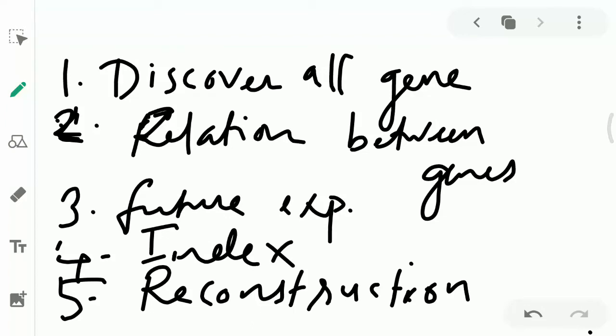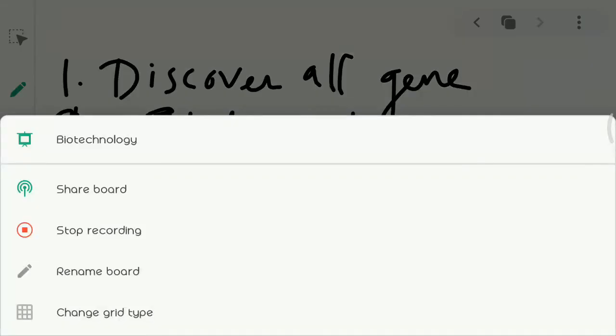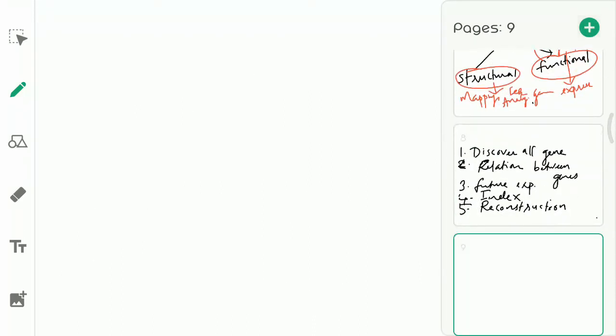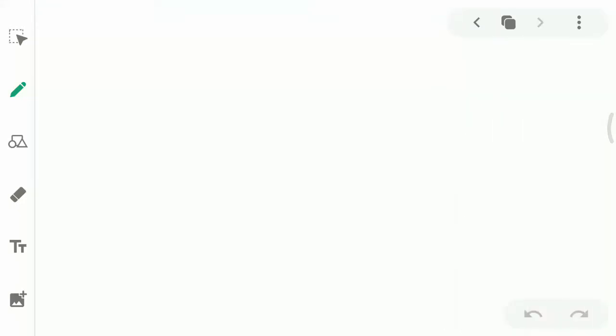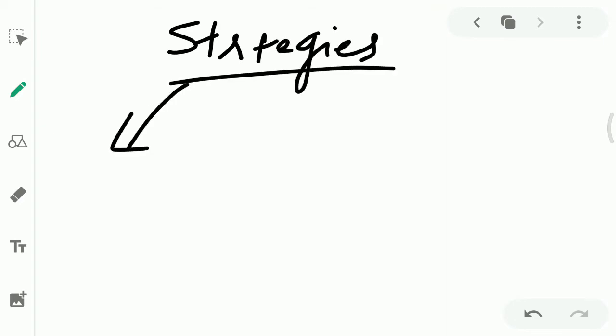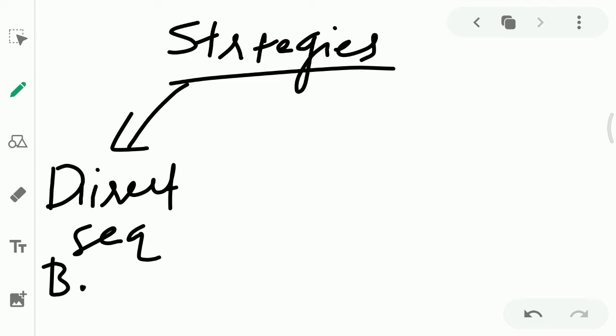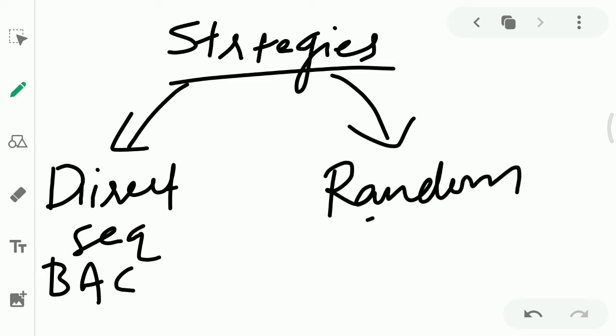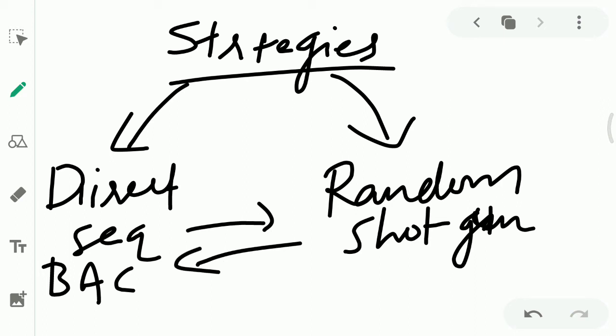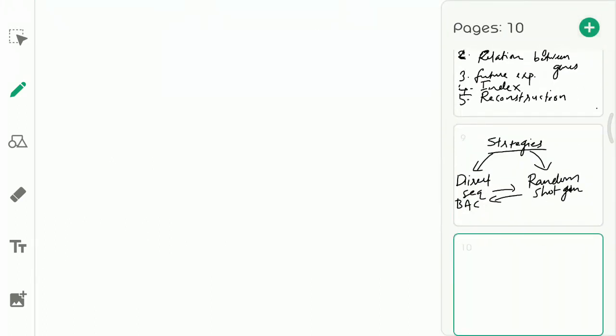Okay, moving on to the next part. Next part is the genome sequencing strategies we use. What are the strategies we use for whole genome sequencing? First one is directed sequencing using BAC. BAC is a vector. And second is random shotgun sequencing. Actually, these two are interrelated, dependent on each other. Once we see one by one in detail, you could easily identify.